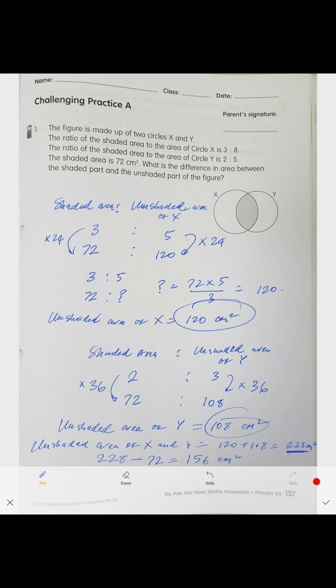Alright. Problem number 2. Container A and container B are identical. Container A is 3/4 filled with water. Container B is 1/3 filled with water. Okay. The ratio of the total mass of container A and its contents to the total mass of container B and its contents is 7:5. The total mass of the two containers with their contents is 1020 grams. What's the mass of each empty container?